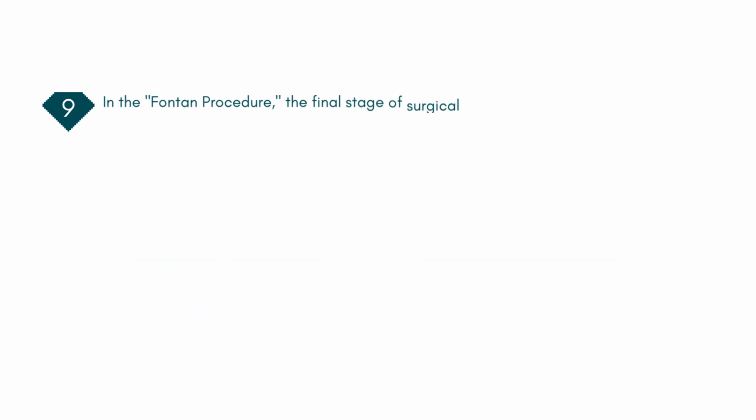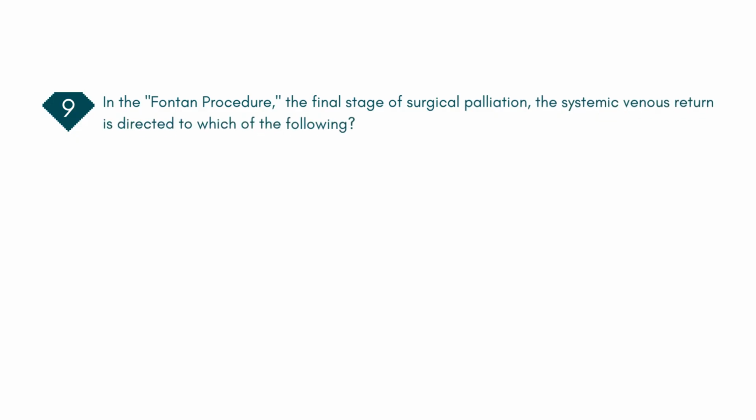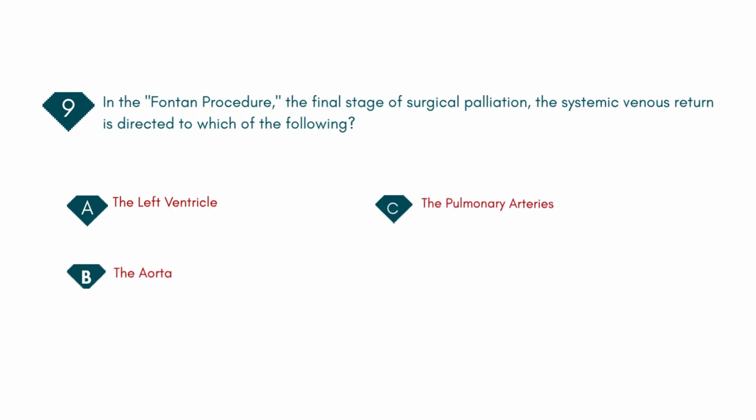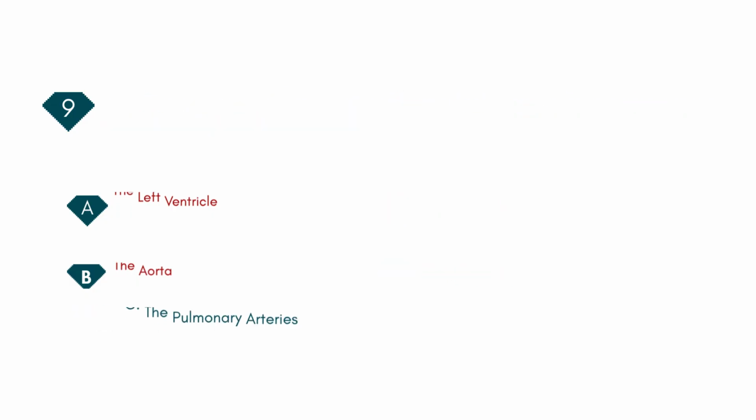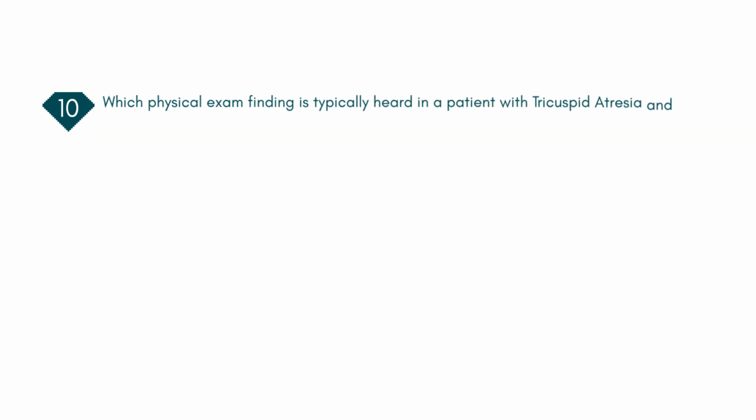In the Fontan procedure, the final stage of surgical palliation, the systemic venous return is directed to which of the following? A. The left ventricle. B. The aorta. C. The pulmonary arteries. D. The left atrium. Answer C. The pulmonary arteries.